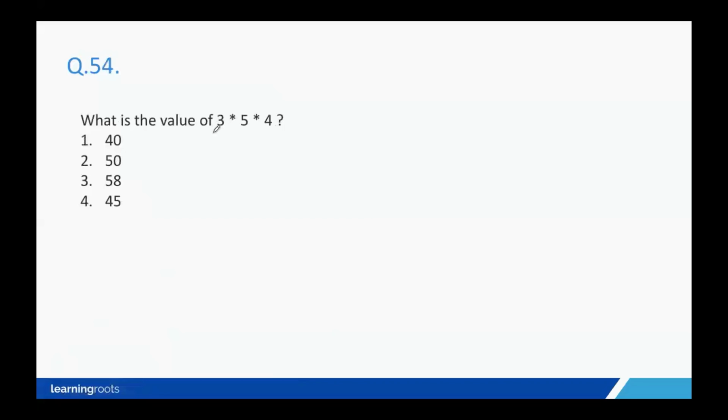Okay, this appears to be some printing mistake here, so I'm not sure what this is. The official answer that is given is 50. So probably this was, I don't know, 3 square plus 5 square plus 4 square maybe. But again, very simple if this was the case. So anyway, something is wrong with this question. The official answer that is given is 50.